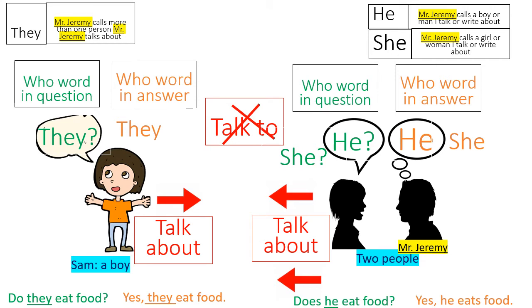So if one person is talking about more than one person, place, or thing, they also call those people they. So notice this boy, Sam, he is not with these other two people. He is talking about them, not talking to them. So he calls the two people they. Do they eat food? Yes, they eat food. And then these two people, if they are talking about one boy or one girl, they call one boy he or one girl she, if they are talking about and not talking to them.